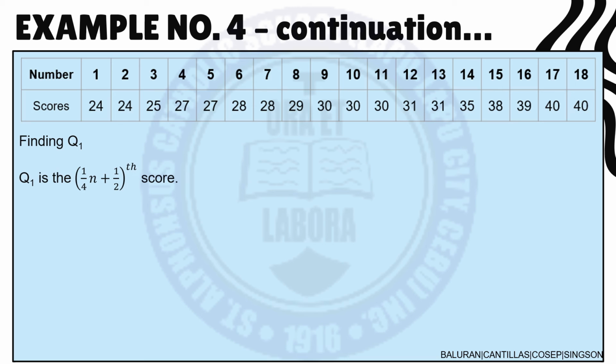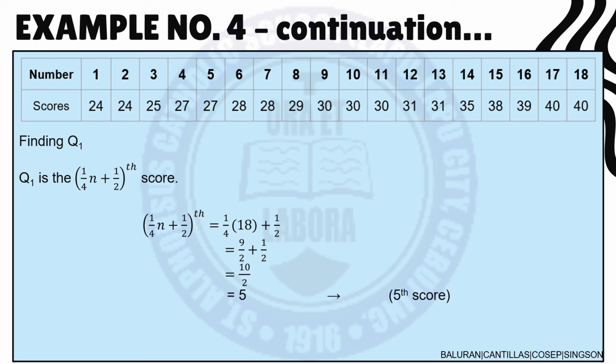The first quartile can be solved using the formula 1/4 times n plus 1/2. Then substitute n, which is 18, into this formula. We have 1/4 times 18 plus 1/2. 1/4 of 18 is 9/2 plus 1/2. It gives us 10/2. Simplify, it gives us 5.